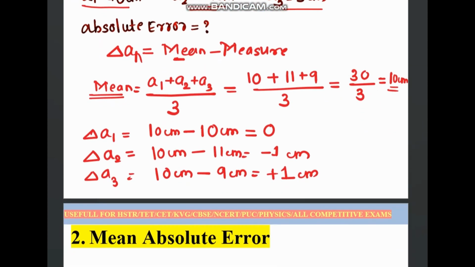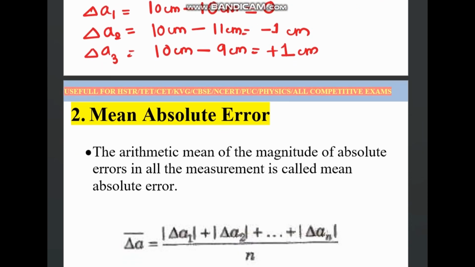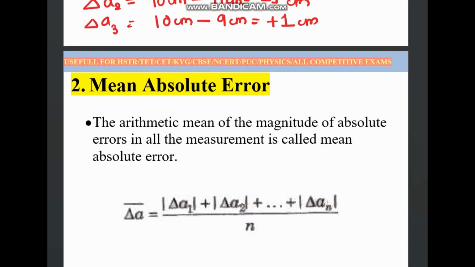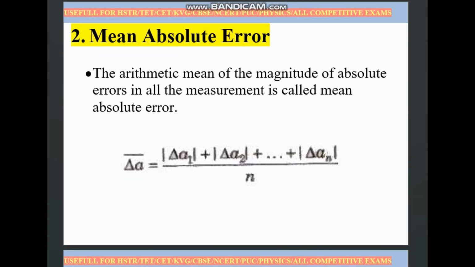Next we will go to mean absolute error. Again, this we will also discuss with the help of the previous example only. First, we will see the formula and meaning, then we will take the same example. The arithmetic mean of magnitude. See here, this word is very important because there we got 0, plus 1 and minus 1 as errors. So hence we have to consider this word magnitude. It indicates that if we got a minus term, we have to consider plus 1 only. So magnitude of absolute errors in all the measurements.